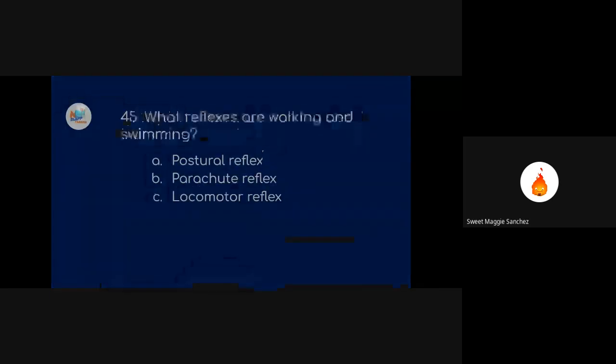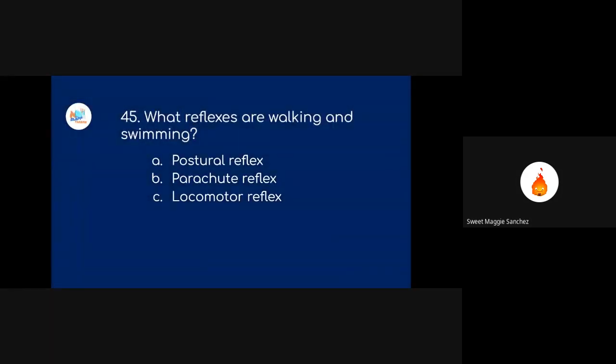Okay, timer stops. Question 45. What reflexes are walking and swimming? Is it A, postural reflex, B, parachute reflex, or C, locomotor reflex?